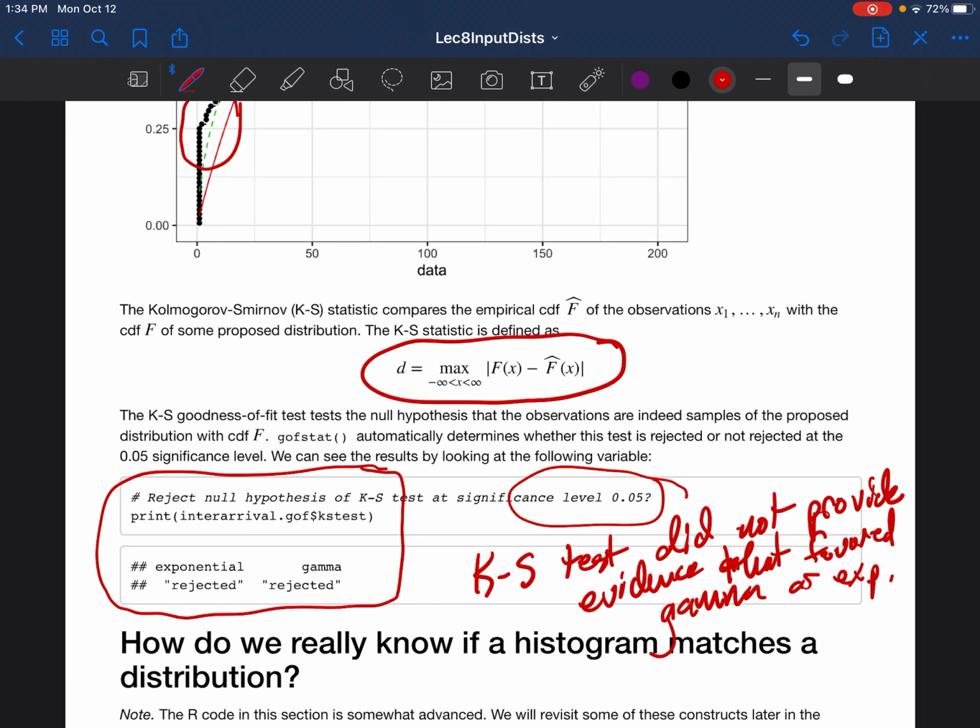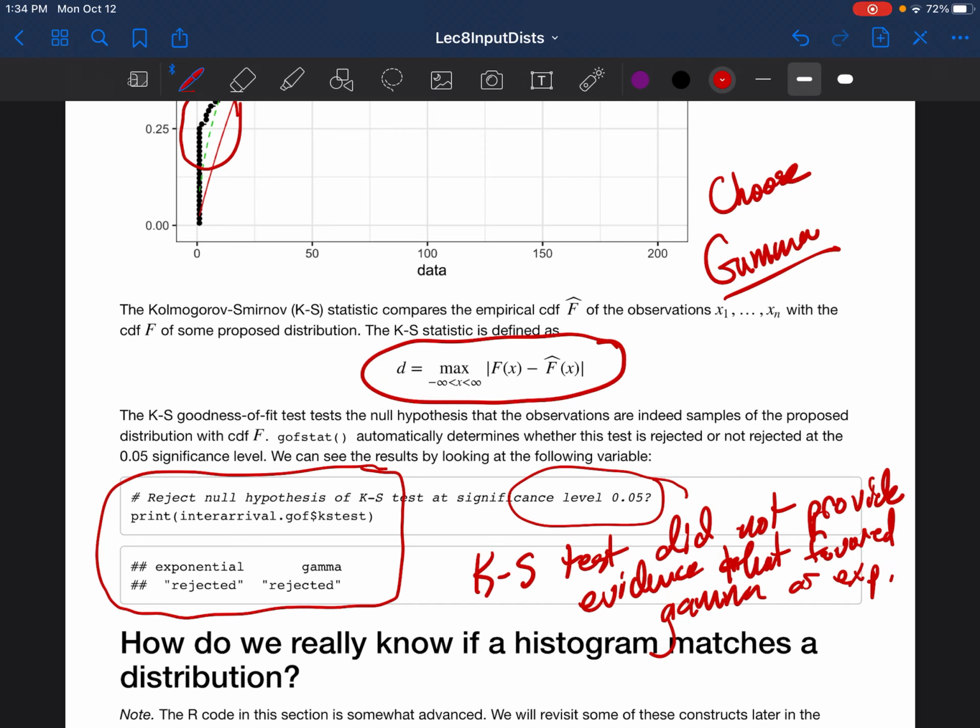I'm going to say that if we were writing up this report or trying to choose a distribution, we would probably choose gamma here because of the AIC and BIC evidence. The visualization, the histogram, didn't really favor either distribution. The KS didn't favor either distribution, so there's only one thing that did provide evidence of one over the other, and that was the AIC and BIC. The other two tests that we looked at didn't really favor one or the other, so I would say that this supports using a gamma.